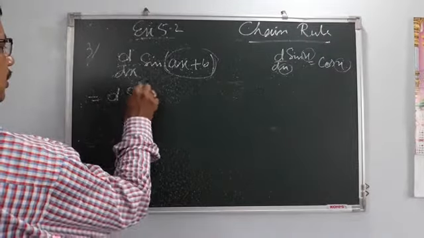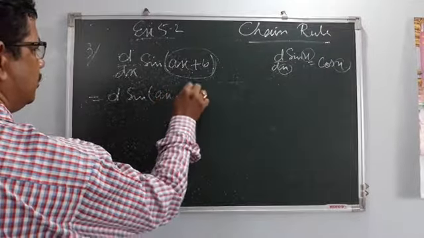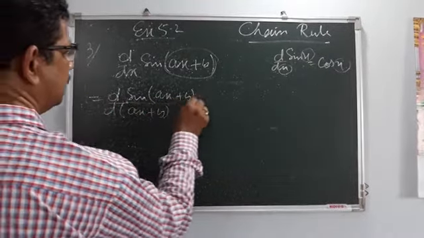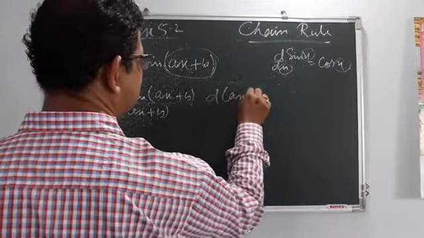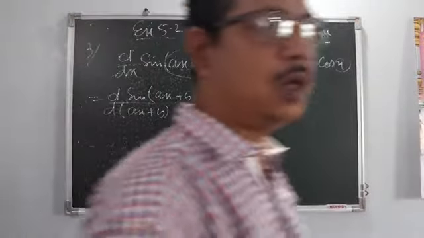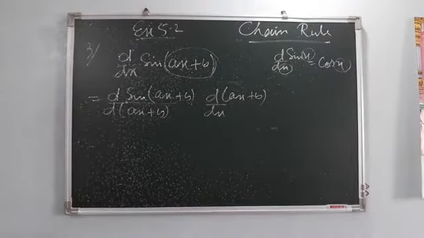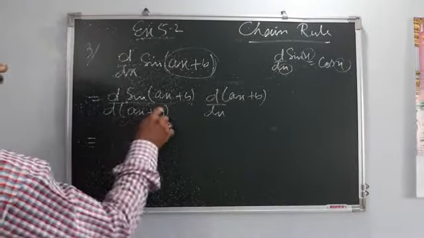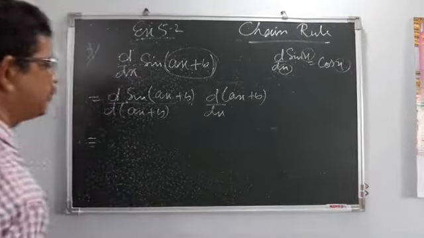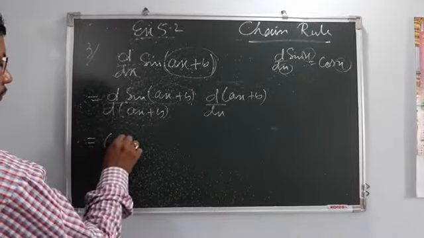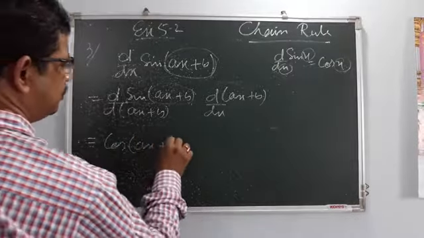d sin(ax + b) by d(ax + b), then d(ax + b) by dx, using the chain rule. I have used the chain rule here to do this sum. Now differentiation of sin x with respect to x is cos x. Differentiation of this with respect to this, of course, is cos(ax + b).